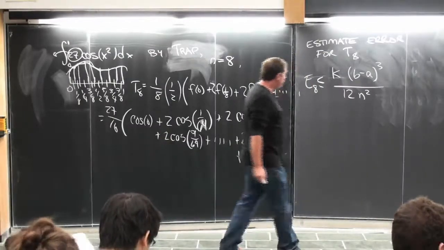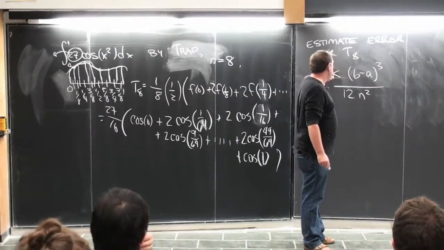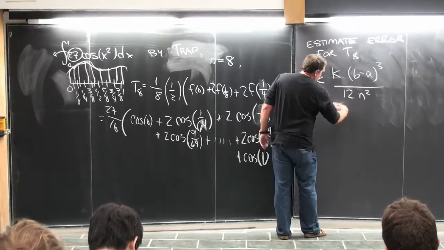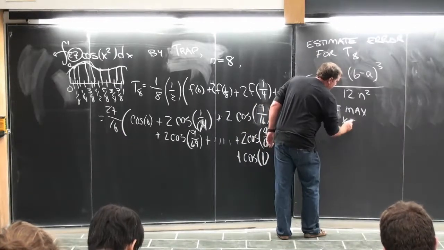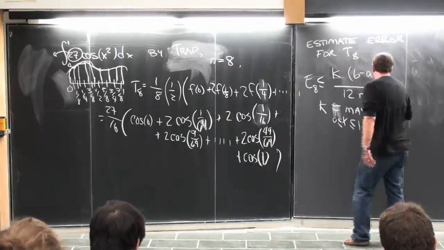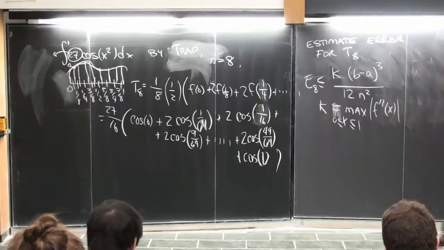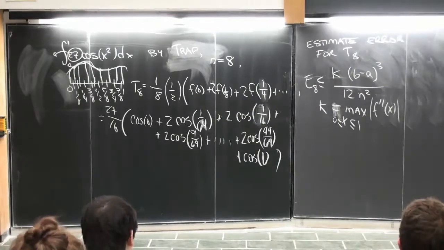Okay. So b minus a, that's easy. This is 1 minus 0. That's 1. Just forget that. We need to find k. Here, k is the maximum for x between 0 and 1, or my a and my b, of the second derivative of x. So we need to take the second derivative and then say, where will it be its biggest?